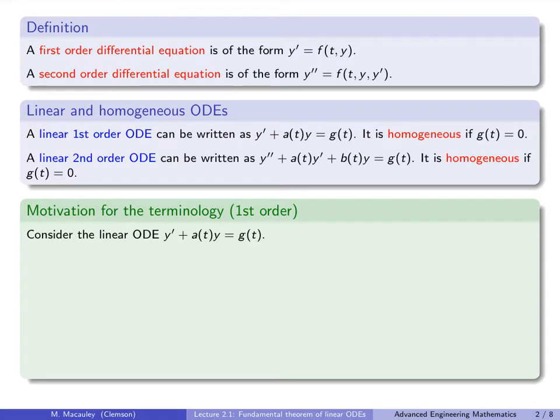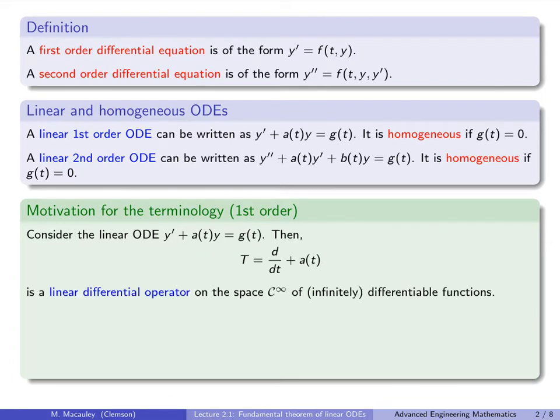Here's an explanation for this terminology. Let's consider a linear ODE of the same form that we did above. Then this thing, d dt plus a of t, let's call that capital T, is a linear differential operator on the space C infinity, that is, of infinitely differentiable functions, or smooth functions. Explicitly, this means that T applied to some function y is computed by just writing out the operator and tacking on the function y and then multiplying through as if you would in a polynomial.